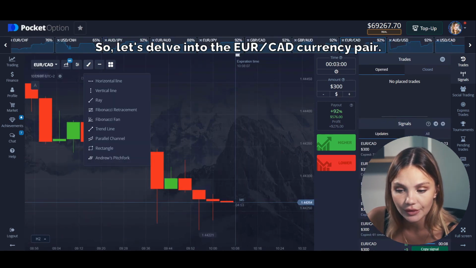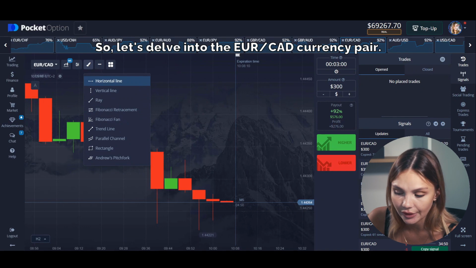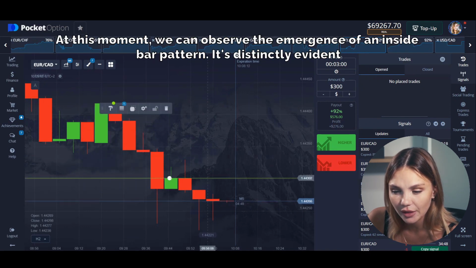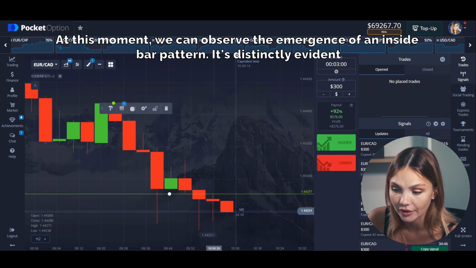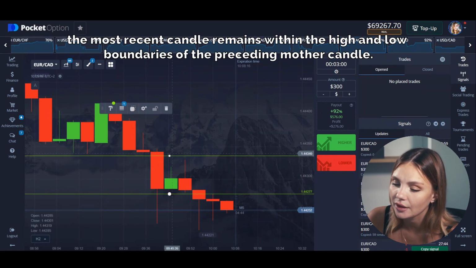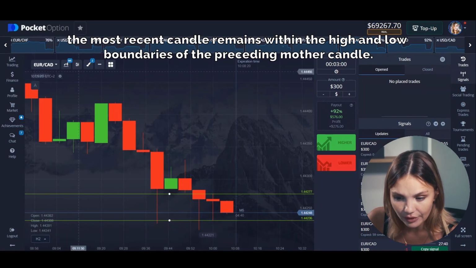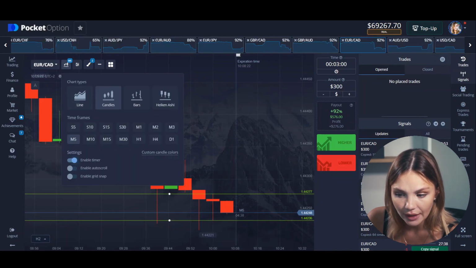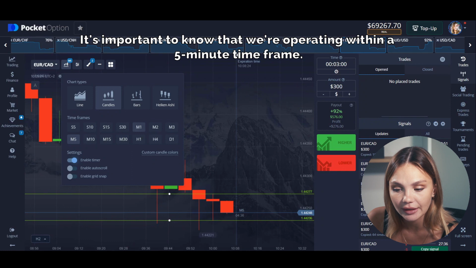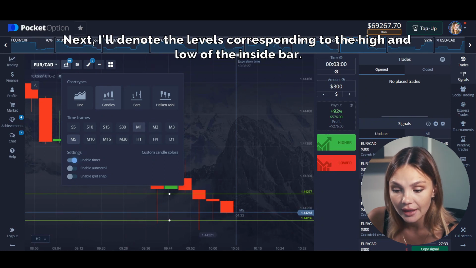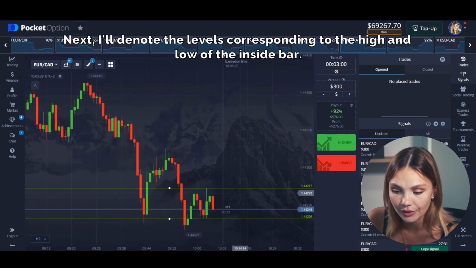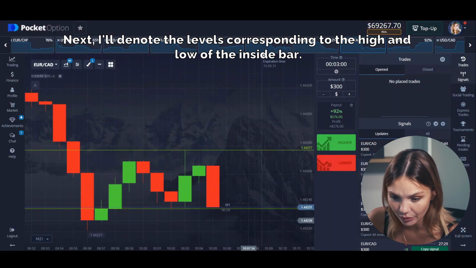So let's delve into the euro to Canadian dollar currency pair. At this moment, we can observe the emergence of an inside bar pattern. It's distinctly evident that the most recent candle remains within the high and low boundaries of the preceding mother candle. It's important to know that we're operating within a 5-minute time frame. Next, I'll denote the levels corresponding to the high and low of the inside bar.